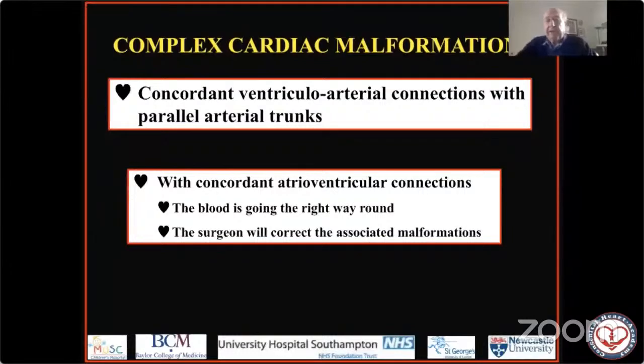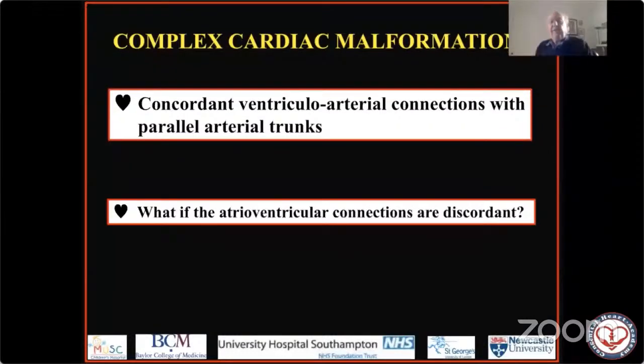But on occasion, we can have the same situation, concordant ventricular arterial connections, parallel arterial trunks, but in the setting of discordant rather than concordant atrioventricular connections. Now, as you all know, usually when we have discordant atrioventricular connections, we have congenitally corrected transposition.